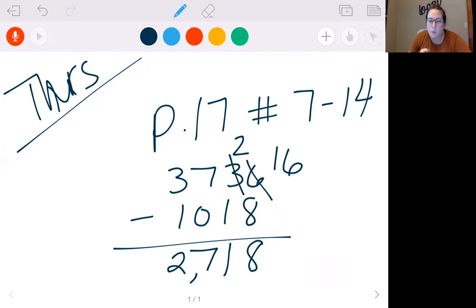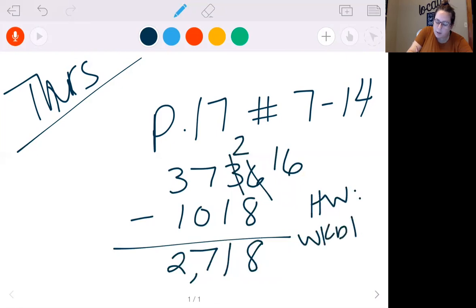Okay, so this is what you're doing today. You're going to do 7 through 14 for classwork, and your homework is in your workbook, page number 16. Okay, so that's all you're doing for today. Tomorrow you'll have a little quiz on just these adding and subtracting, so it should be pretty simple.